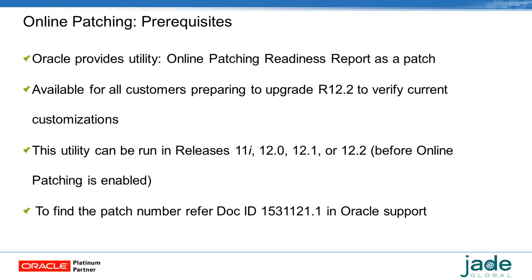This patch is available to all the customers who want to upgrade to R12.2 or at least verify their current code and current customization, to see whether it is valid to move to R12.2. This utility can be used on all the versions of previous EBS releases and even on R12.2 before you actually enable online patching. To get more details about this specific patch, please refer to Oracle Support document 1531121.1. Now, let's get inside this specific patch.